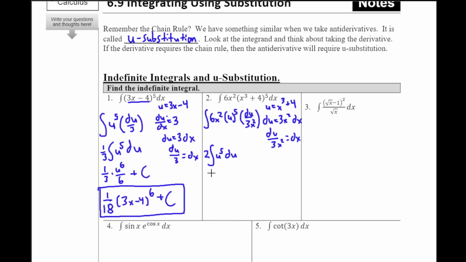Isn't that cool? And now you take the antiderivative, so it's 2 times u to the 6 over 6 plus c. And now you can just replace the u with x cubed plus 4. Well, 2 over 6, that's the same as 1/3. u is x cubed plus 4, to the 6th power. Add c. That's your answer right here.